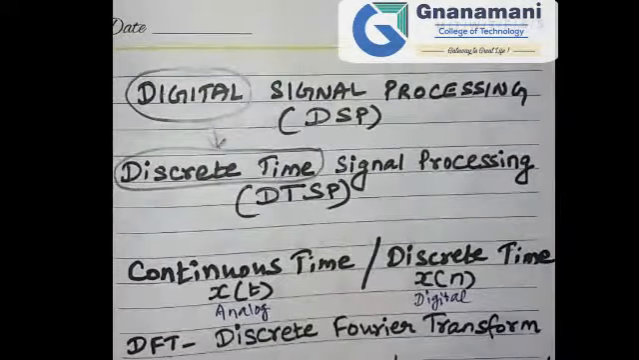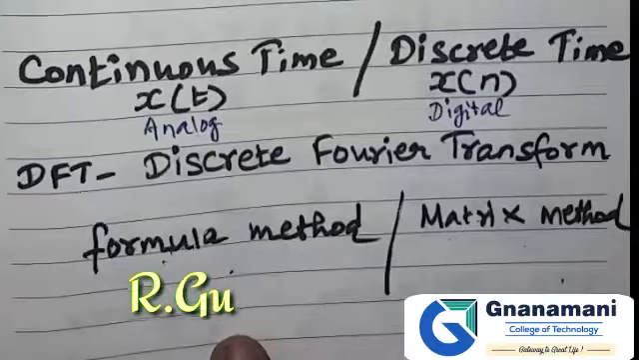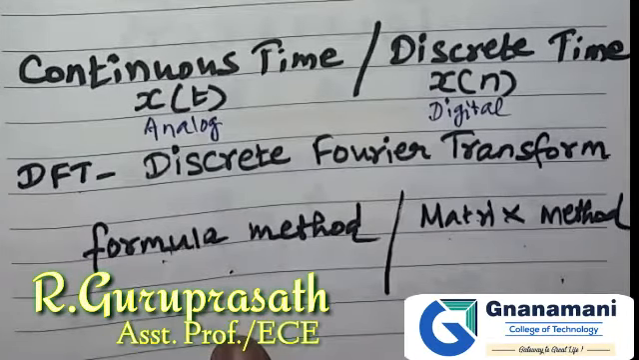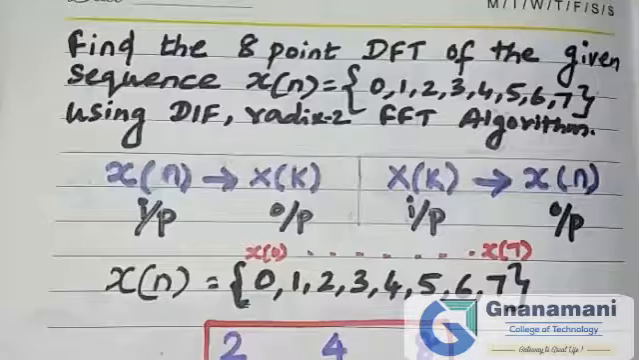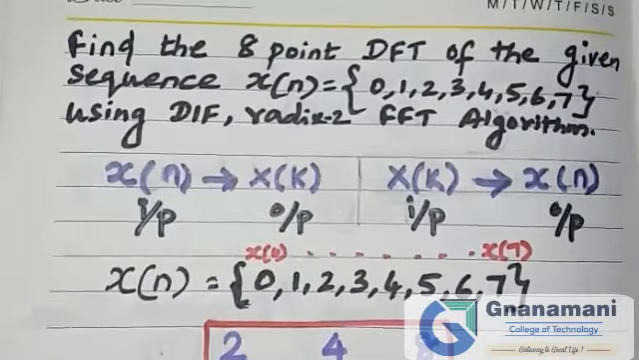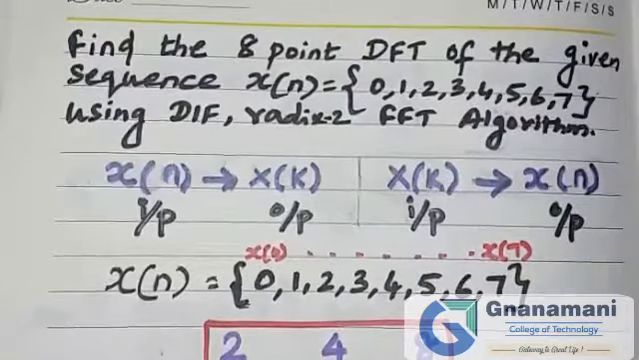So in this subject we are going to take one of the most important topics as far as your university exam is concerned, which is DFT. The discrete Fourier transform can be solved by two methods. One is the formula method and the other is the matrix method. Let us take a problem. Find the 8-point DFT of the given sequence x of n, which is equal to 0, 1, 2, 3, 4, 5, 6, 7 using DIF radix 2 FFT algorithm.